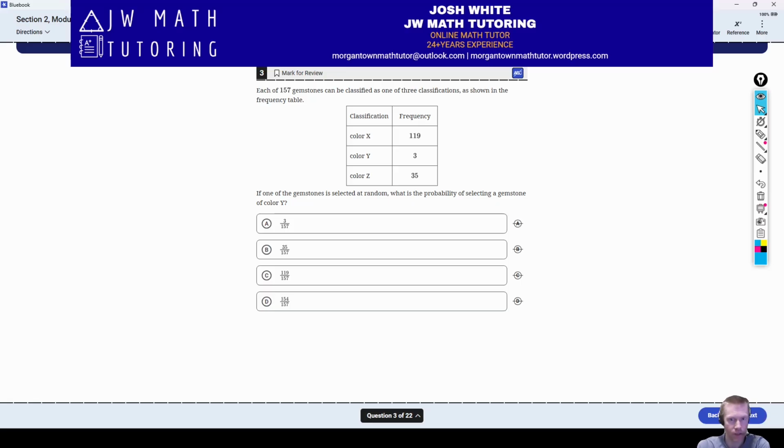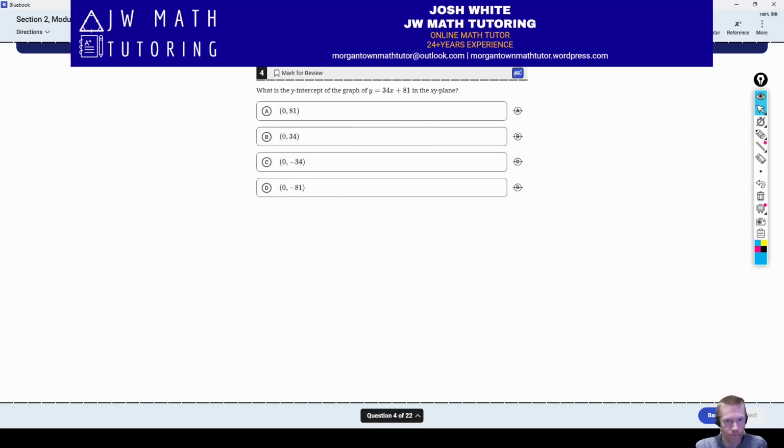All right, next up, question number 3, a basic probability question here. What's the probability of selecting a gemstone that is of the color Y? Well, for probability, it's the number of favorable outcomes, which in this case is the number of color Y gemstones, which is 3. And in the denominator, we put the total number of outcomes, which is the 157, because that's how many total gemstones there are. Therefore, the correct answer is letter A, and we can move on to the next question.